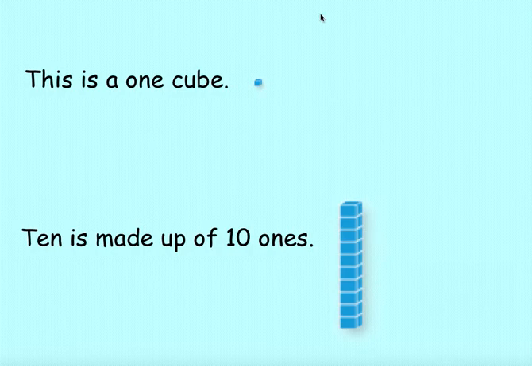Okay, so let's begin with a quick review of what we looked at last week. We used our 1 cubes and tens to make numbers. So this is a 1 cube, it's worth 1. Its value is 1, and this is a 10 stick. A 10 is made up of 10 ones. Each section represents 1. A 10 stick is made up of 10 ones.